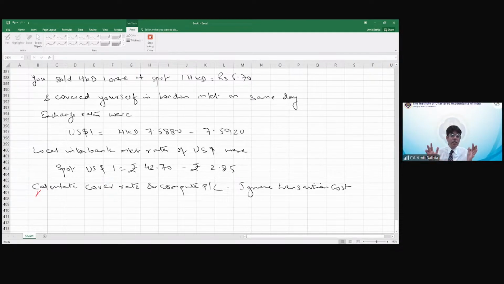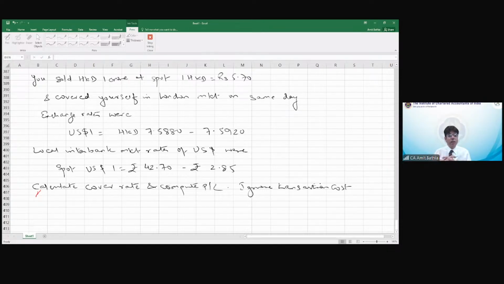I am not doing this business for charity. I am an intermediary, yes, but at the end of the day, the spread in between will be my margin, right? Or profit or loss or whatever you call it. So I definitely want to make some money out of it. So at what rate will I be able to cover? Now, remember, exchange rates which are given to you are US dollar to HKD.